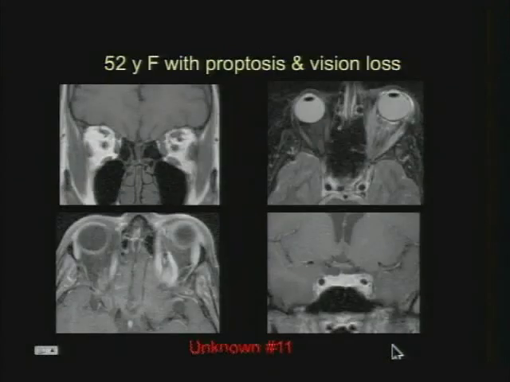And here's our last unknown case. This is a 52-year-old female with proptosis and vision loss. So on the coronal T1 weighted, here you can see your superior ophthalmic vein, which is enlarged. You can also see your extraocular muscles are enlarged. Same thing on your axial T2, enlargement of your extraocular muscles, retrobulbar stranding. And when you look again, here's your superior ophthalmic vein again, which is enlarged. On the coronal post-contrast, you see bowing and asymmetric enlargement of that cavernous sinus, and these are the classic cross-sectional imaging features for a CC fistula.